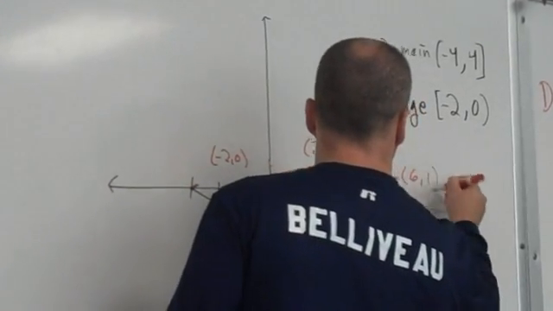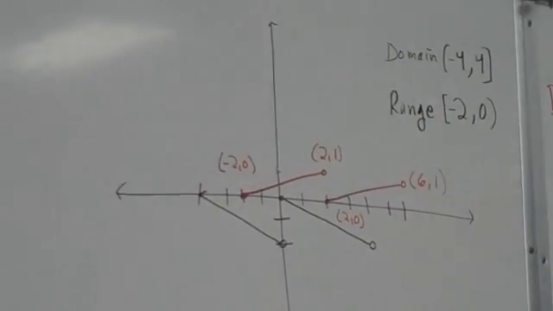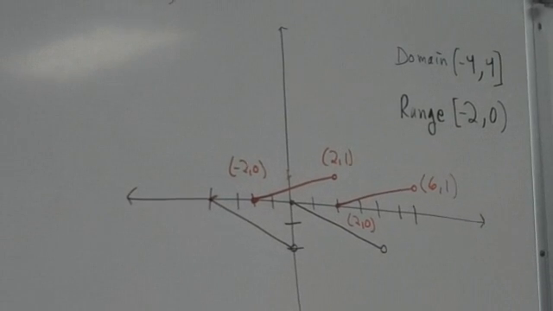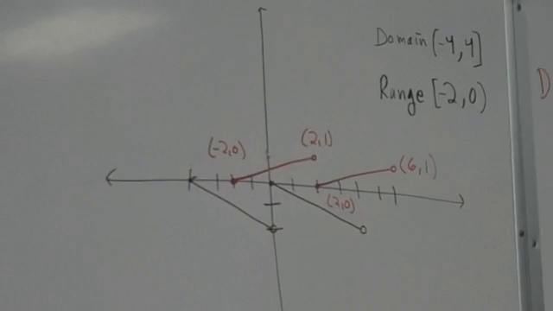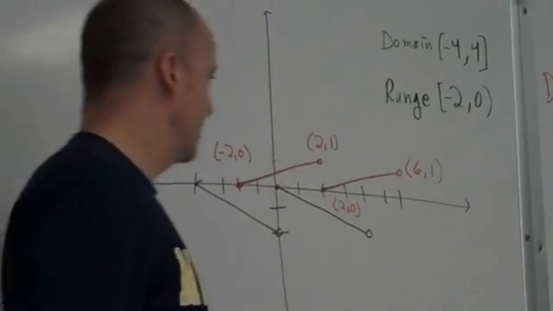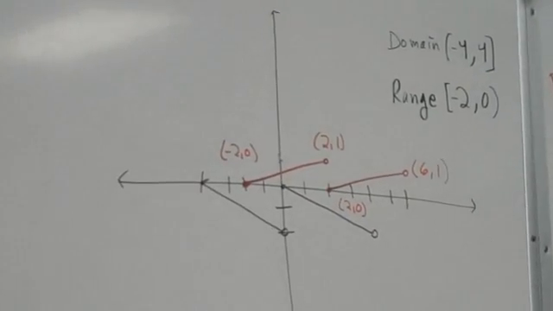And this is 6, 1. Please double check me on my labeling of my points. Did I do so correctly? Yes. Looks right. Okay. Half. Good, good, good. All right, halfway up.